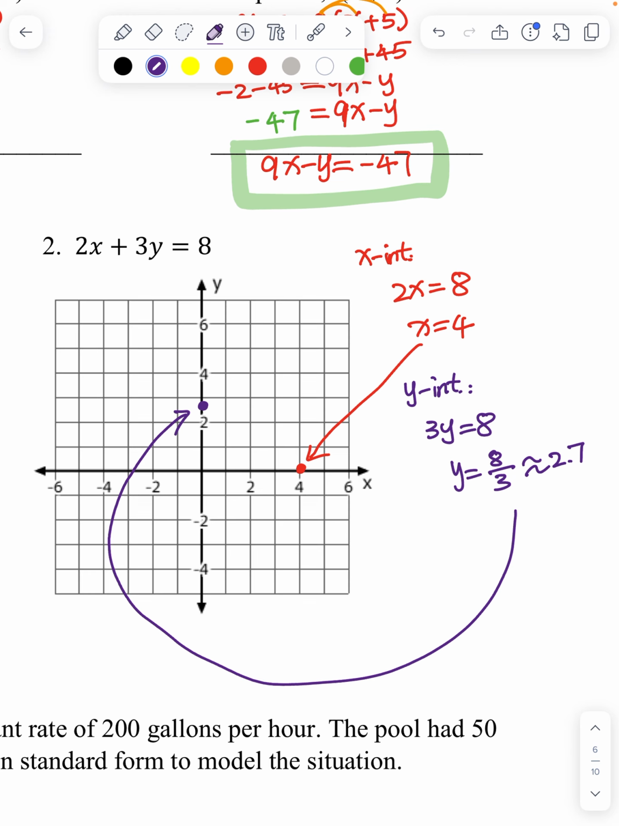So now we're going to connect these 2 points. Make them a little longer. Done. The graph is done.